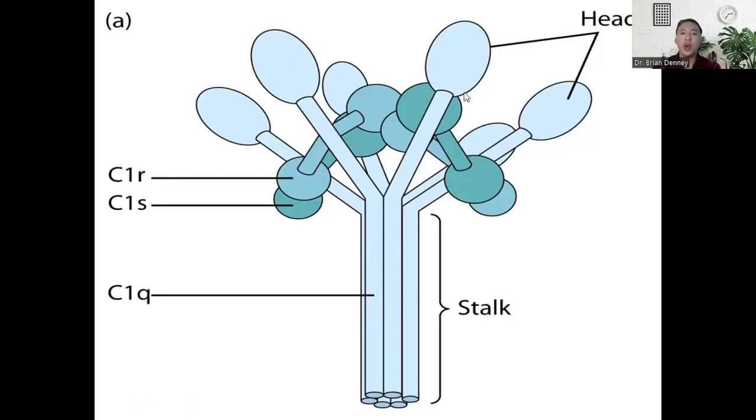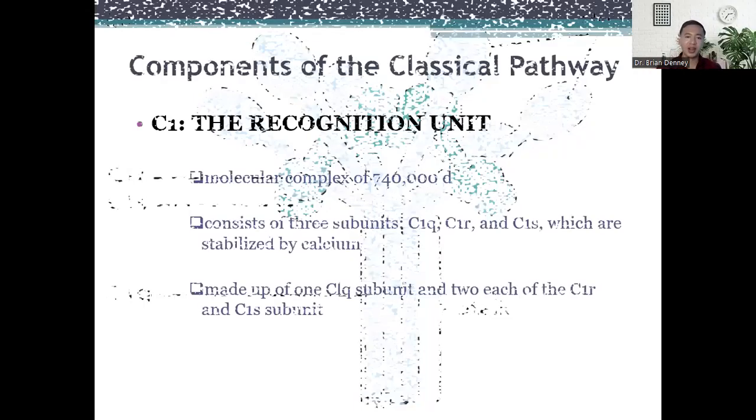Now, when these heads become bound to the antibody, so if this is the antibody, this is the antibody. When that head that I am pointing at here with the arrow becomes bound to the antibody, what happens is that it induces mechanical stress. And that mechanical stress causes activation of your C1R and C1S. How? Okay, this is how.